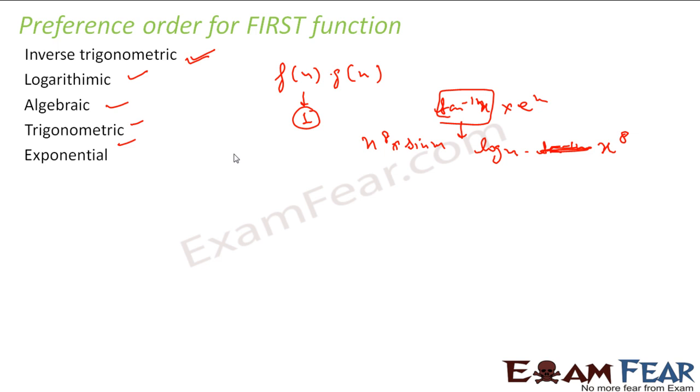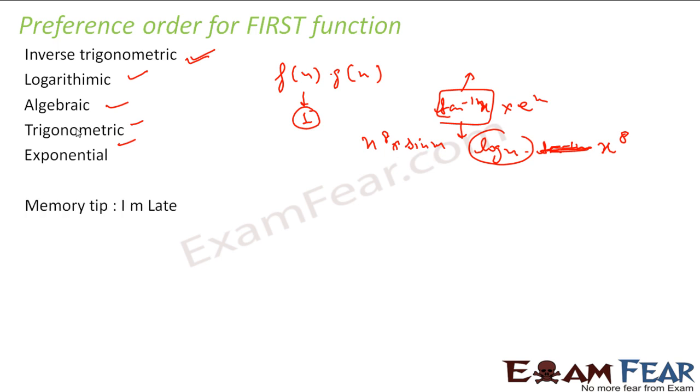Correct? If I have some exponential function, it is considered the last option. So that is the order. First, if I have trigonometric, inverse trigonometric, I'll take that. Then if I have some log, I'll take that. If log is also not there, I'll take algebraic. If not algebraic, I'll take trigonometric. And exponential is the last.